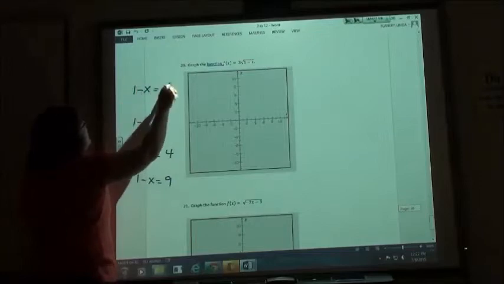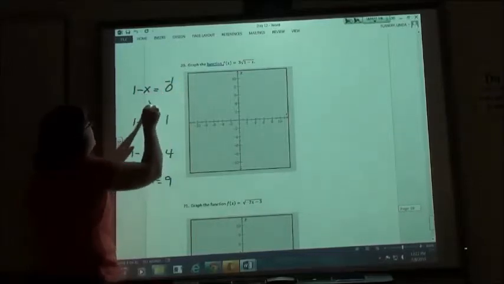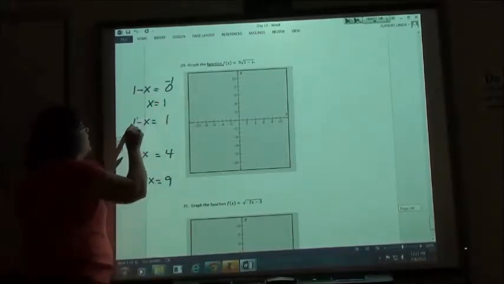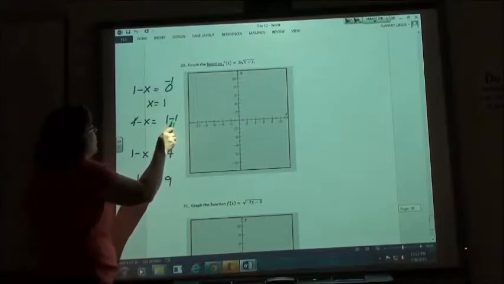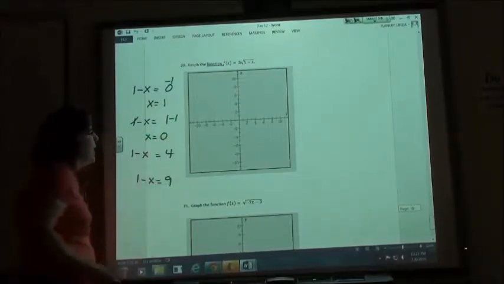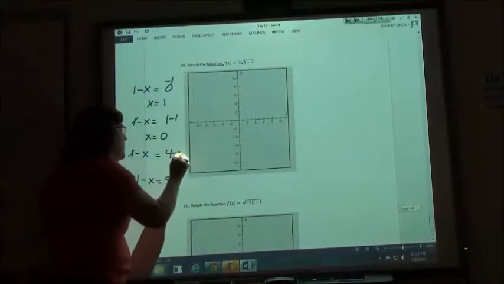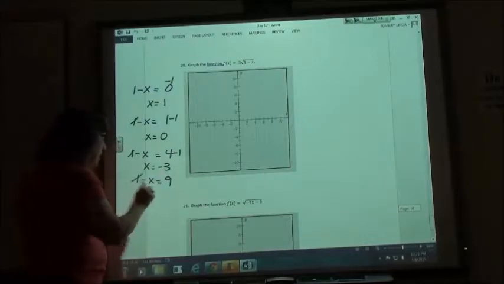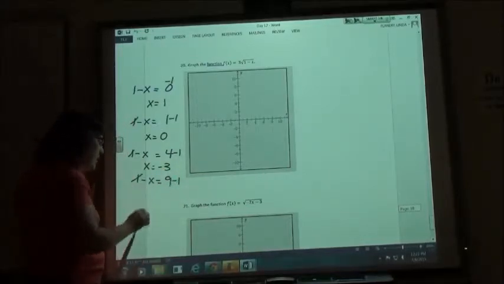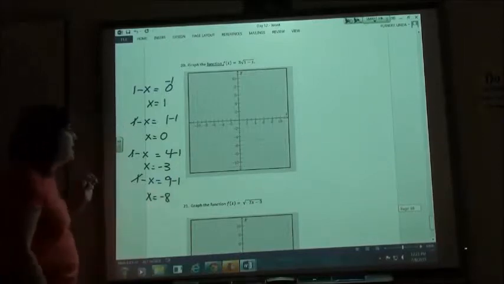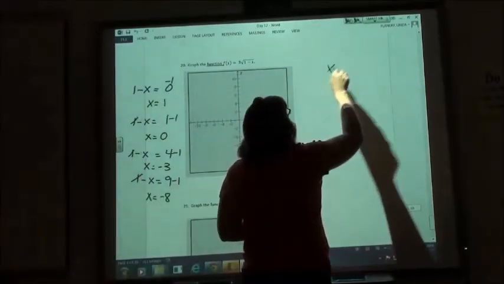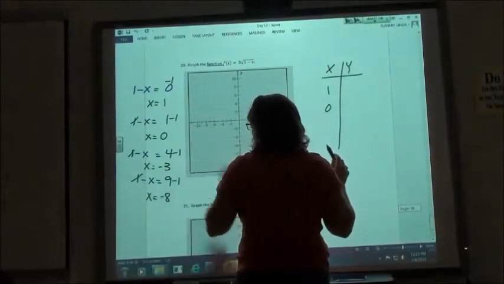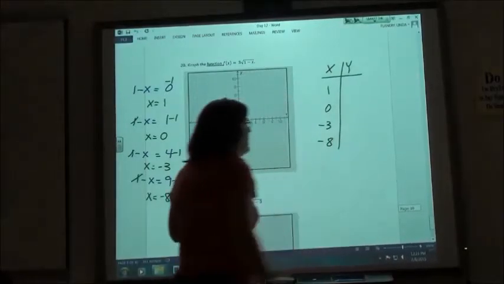I'm just going to minus my 1 and divide by -1. So a negative divided by a negative makes it a positive 1. So here, I'm going to minus my 1, which is 0, and 0 divided by -1 is still 0. Here I'm going to minus my 1, which is 3, but divide, so -3. Here I'm going to minus my 1, which is 8, divided by -1, so -8. So in my table, the x values I'm going to use, 1, 0, -3, and -8.